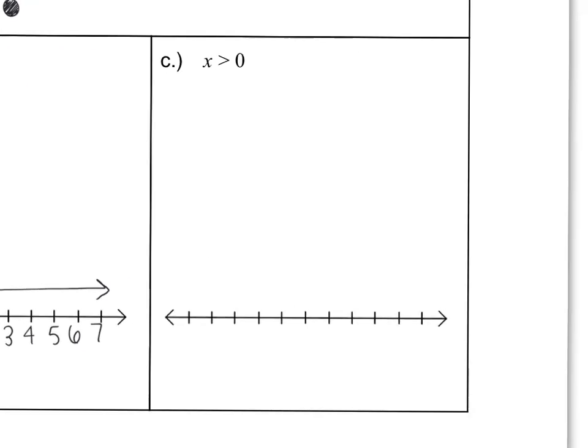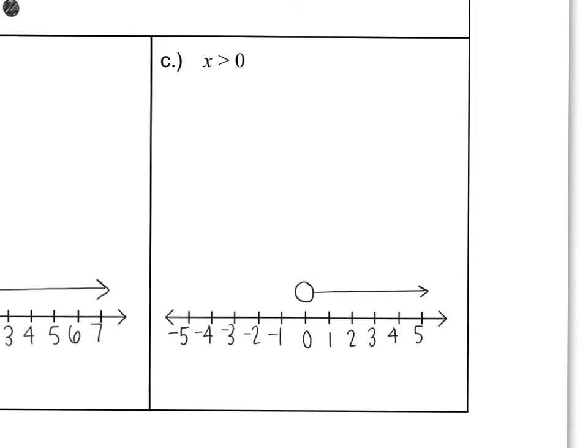All right, let's take a look at the last one here. First things first, is my variable on the left side? It's in the front, so we're good. So I'll start by putting 0 on my number line, and I'll count up from 0. And I'll count down from 0. I'll put that circle at 0, and I'll put my arrow to the right. X is greater than 0.